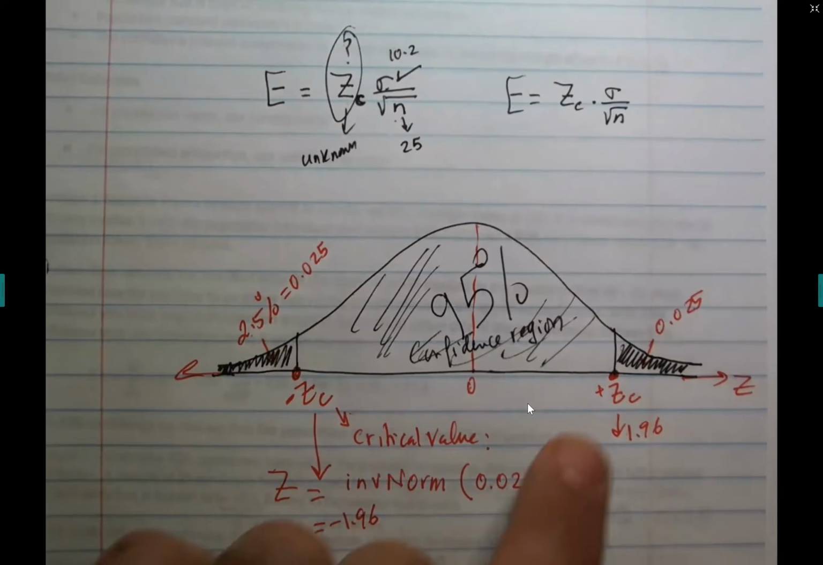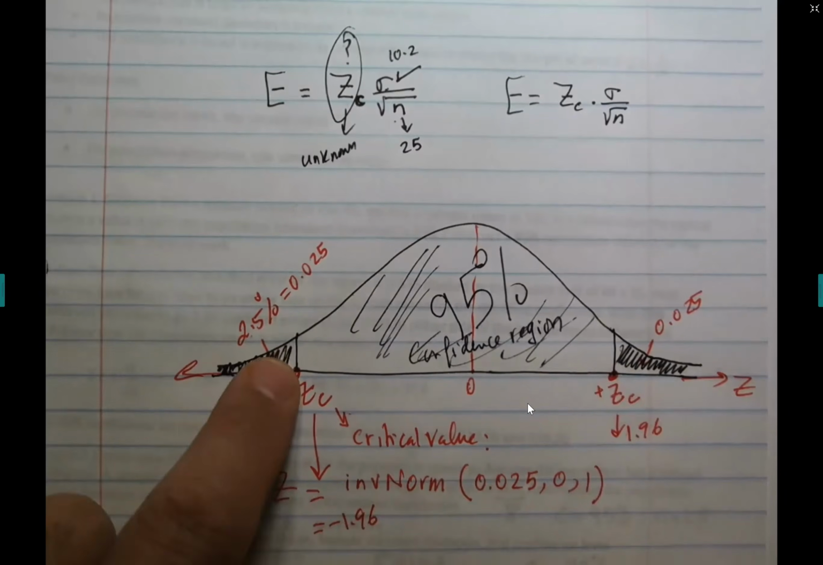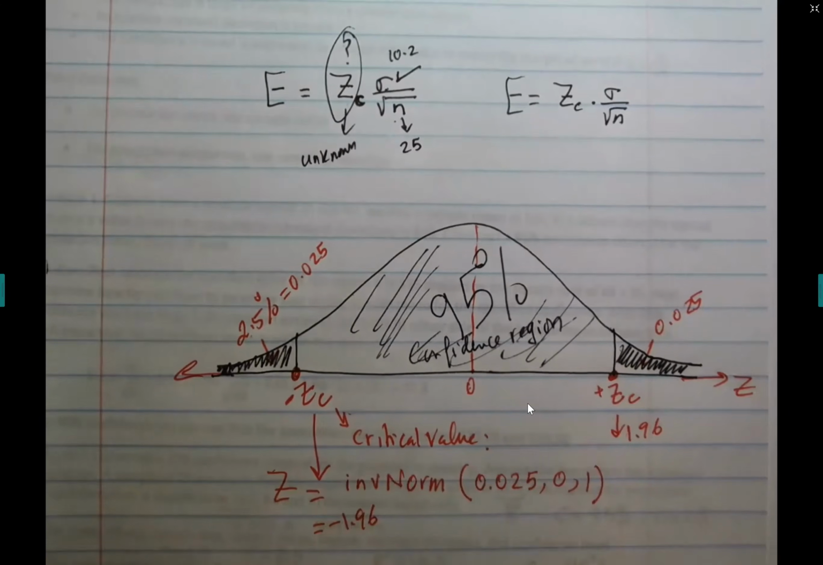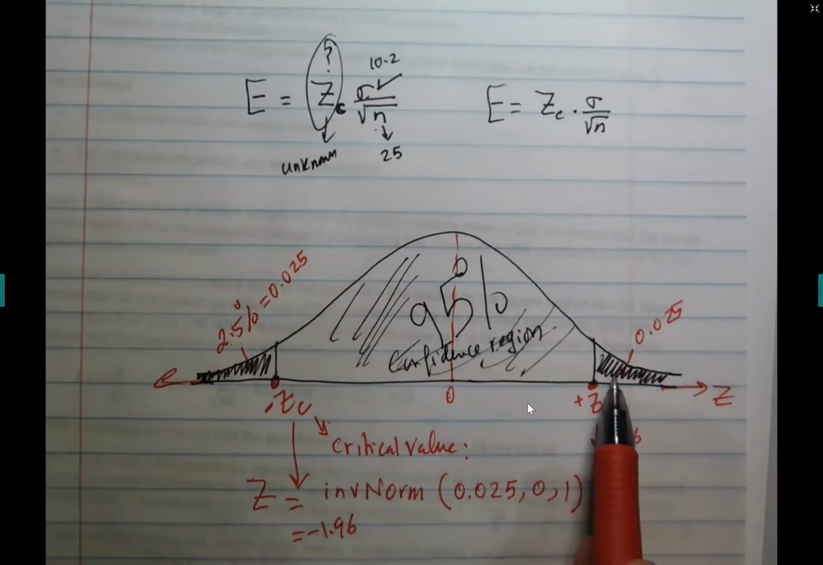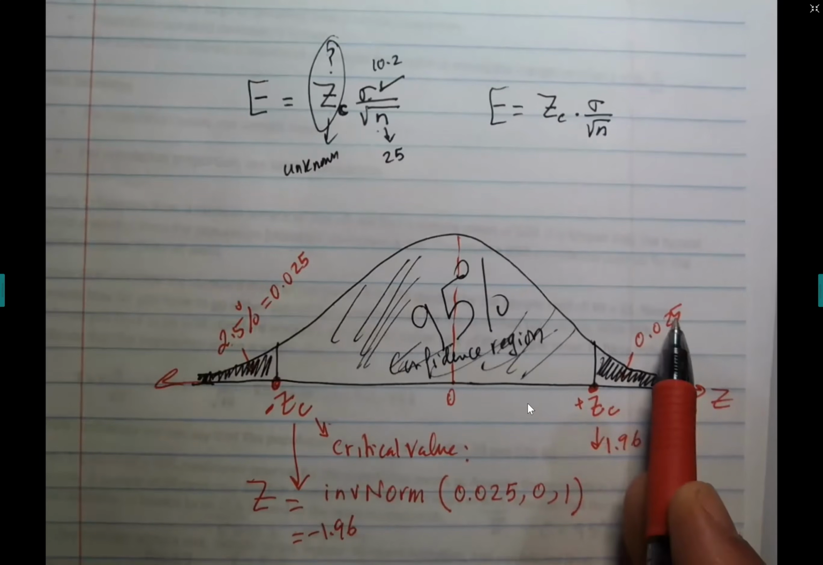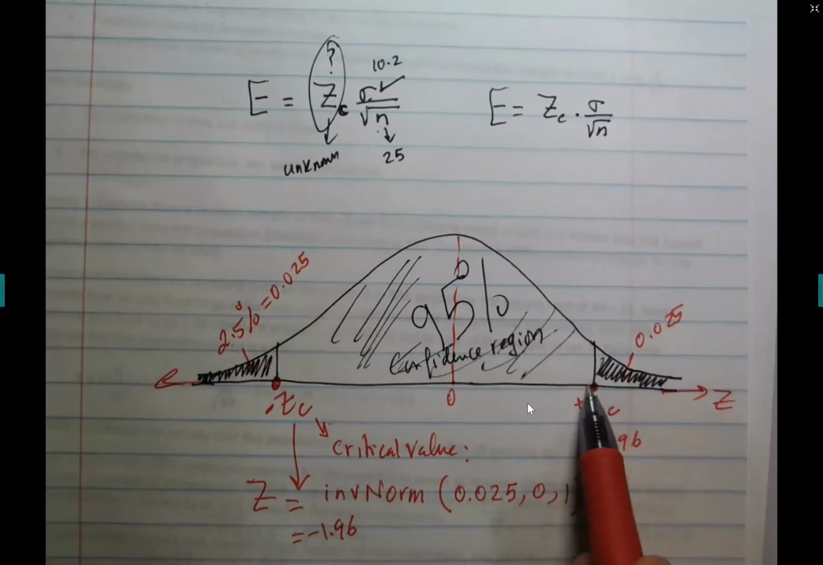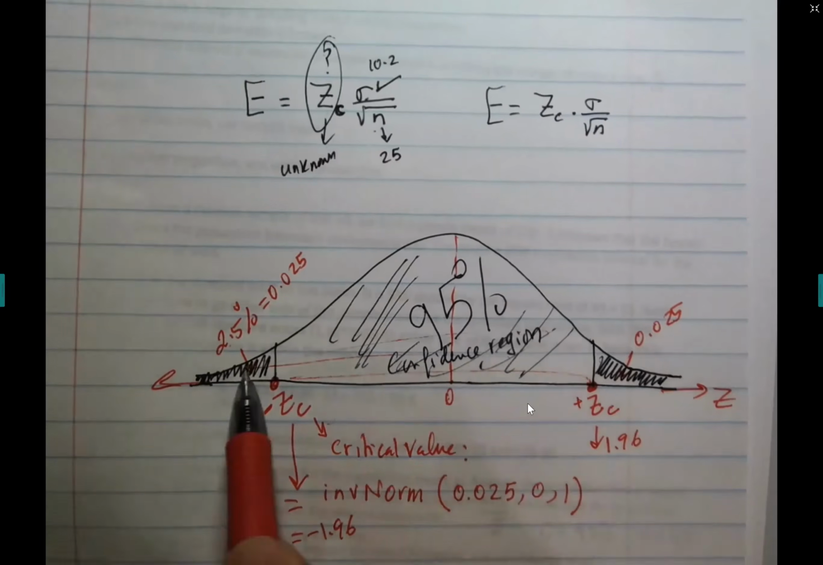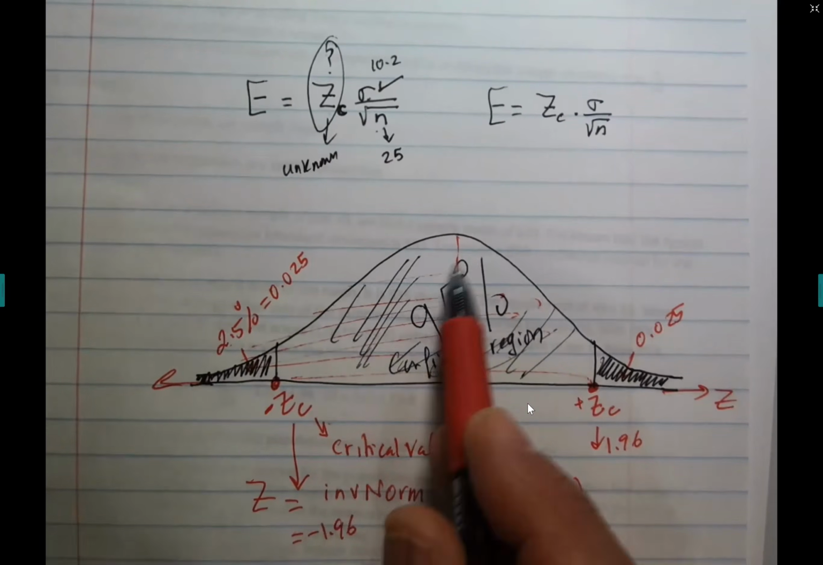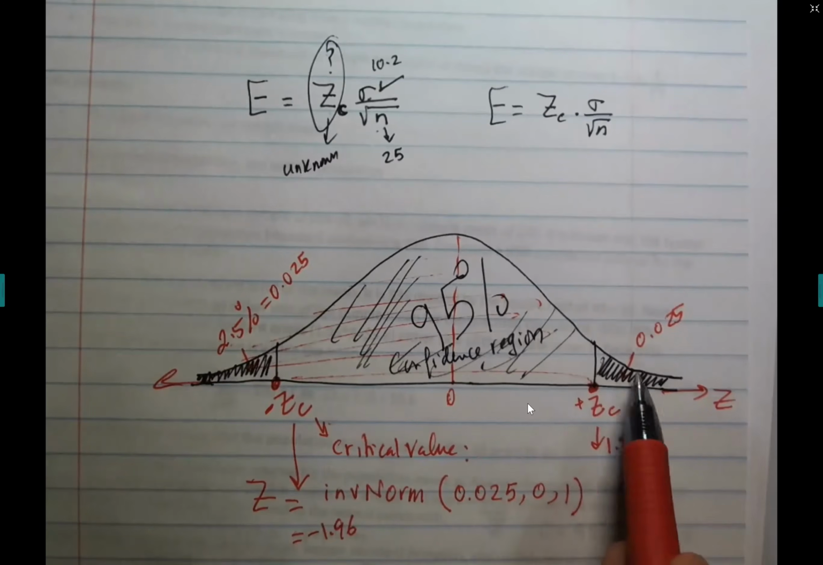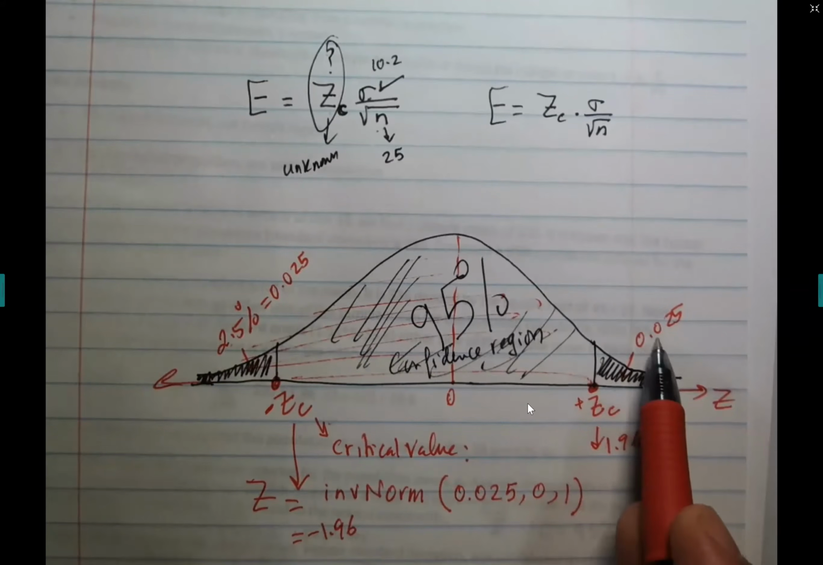Let's say a student said, well, Mr. Bazi, I don't want to find this, I want to find that. No problem. Let's define this one. The area to the right is 0.025. What would be the area to the left of this, guys? 0.975, because you subtract 100% minus 2.5%.